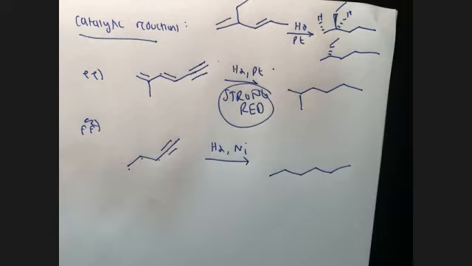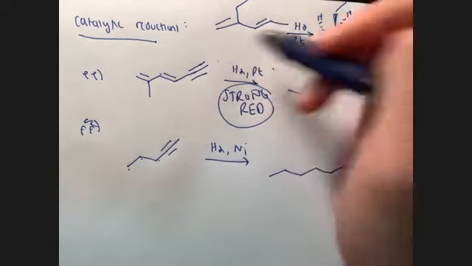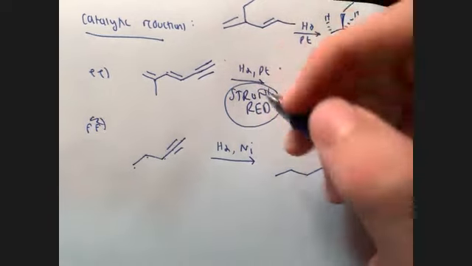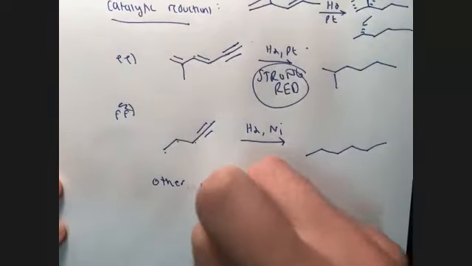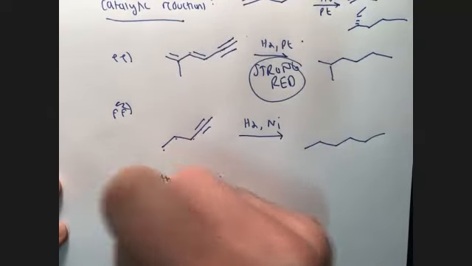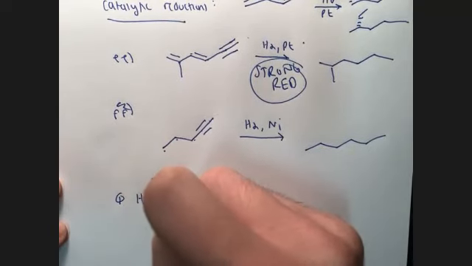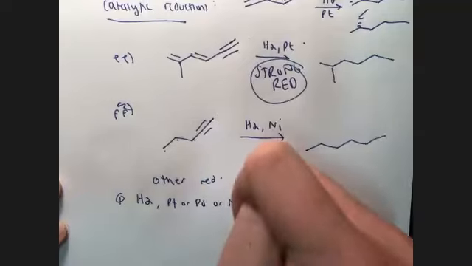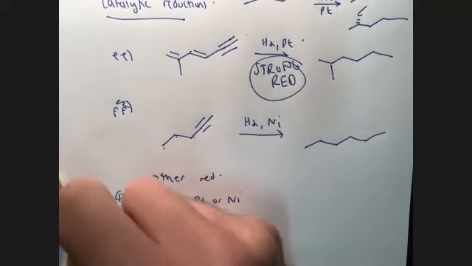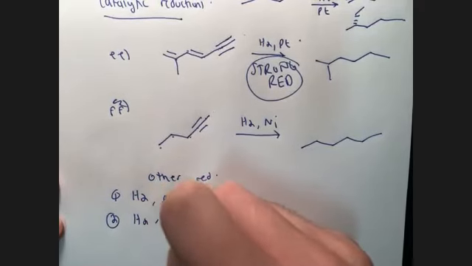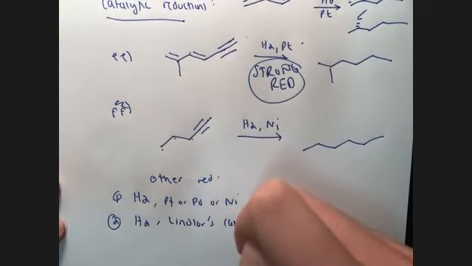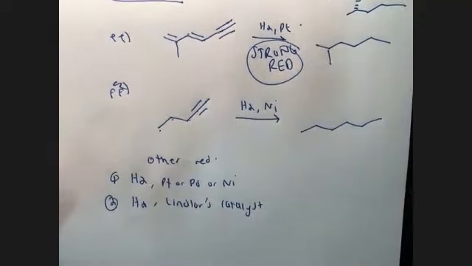Now there are two other variations. This one's the obvious one that we knew before, and now we're going to talk about the two new ones that we haven't seen. So other reductions still under this category. We know one is H2 and platinum or palladium or nickel, any of those. The second one is H2, but not those catalysts. We're going to call it Lindlar's catalyst. I swear we're almost done. This is the last step.